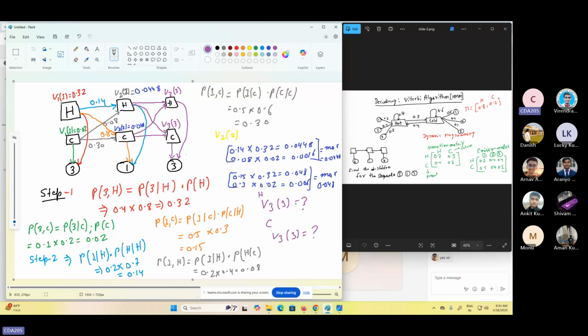So when we calculate from H to 3, what will it come? The two possibilities: from 3 to H into P of H. Again for the other one also. So what is the value of this one? Can anyone tell what is the value of this one? H to H.